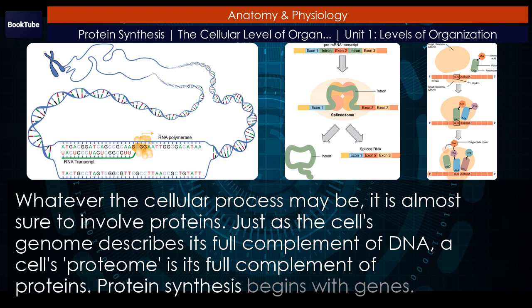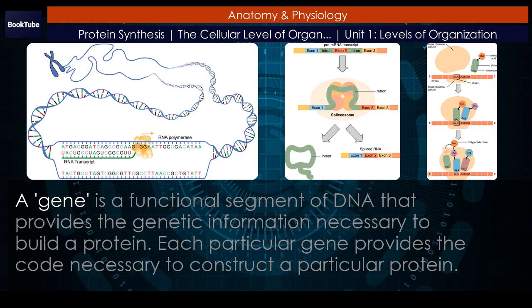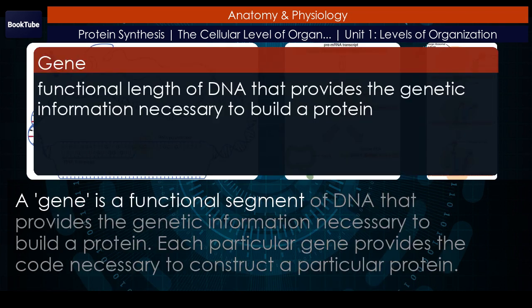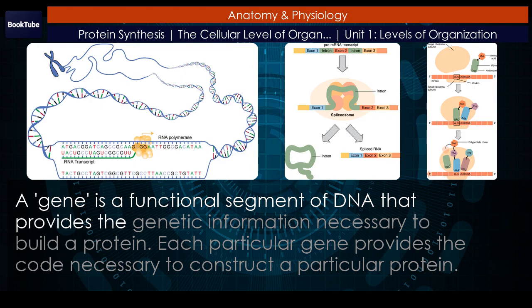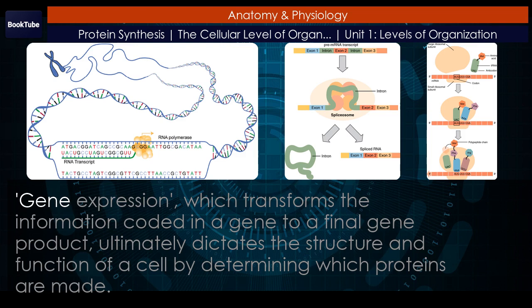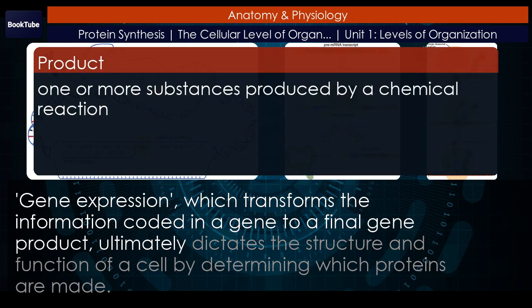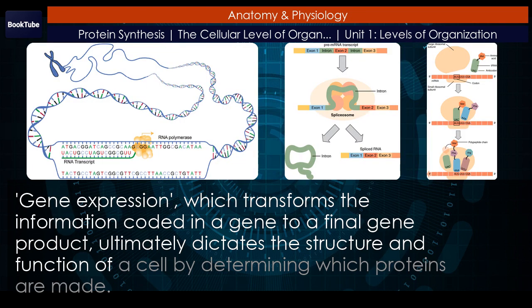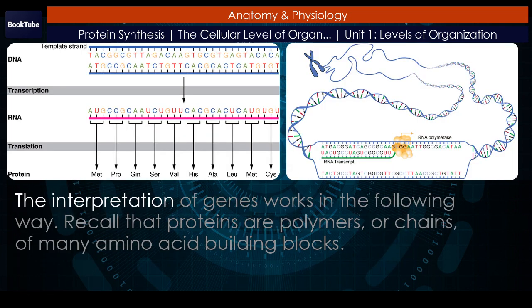Protein synthesis begins with genes. A gene is a functional segment of DNA that provides the genetic information necessary to build a protein. Each particular gene provides the code necessary to construct a particular protein. Gene expression, which transforms the information coded in a gene to a final gene product, ultimately dictates the structure and function of a cell by determining which proteins are made. The interpretation of genes works in the following way.